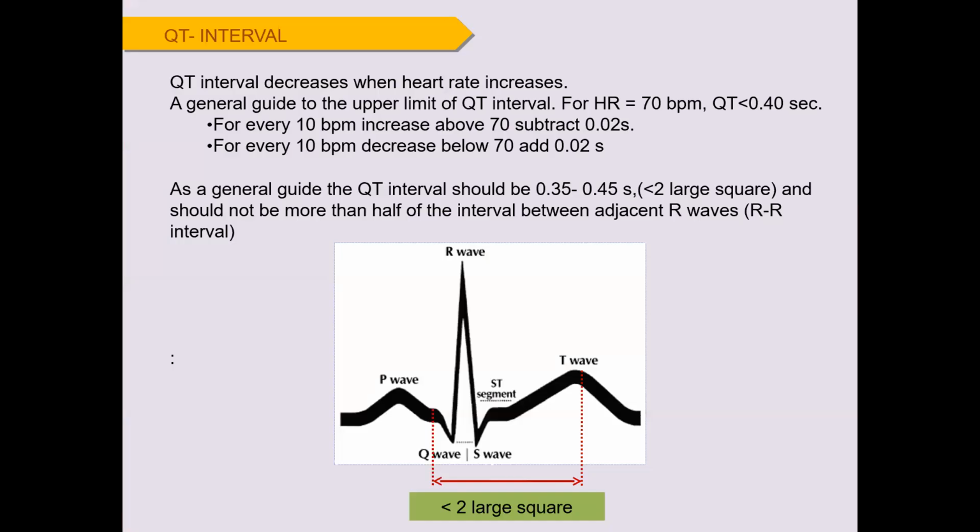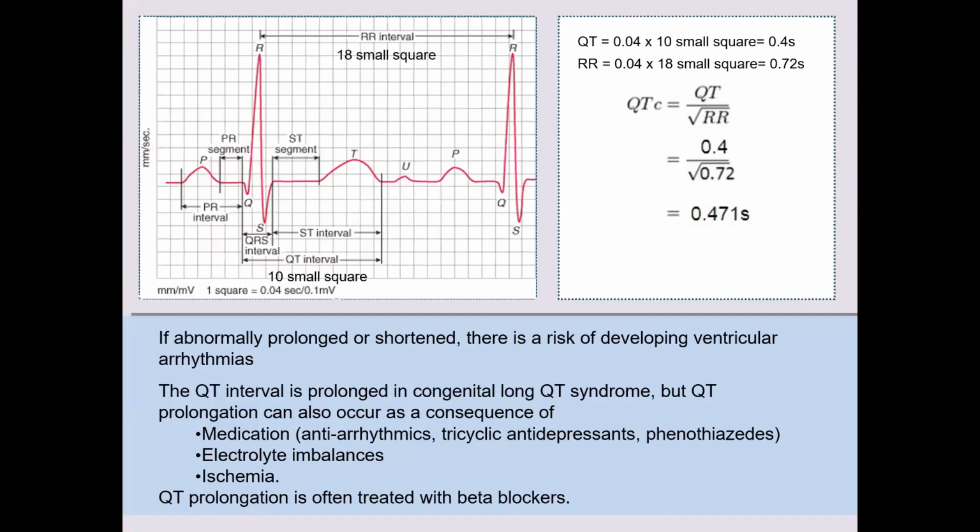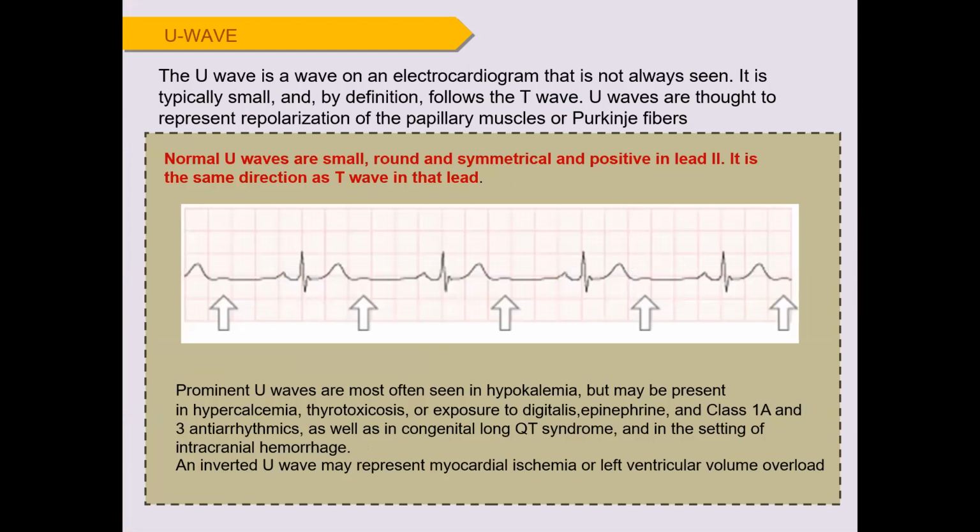Now QT interval: the start of the Q to the end of the T. QT interval on ECG you should avoid. Now U wave. U wave is the wave that is present after the T wave, and it is usually present in V2 to V4. Mostly it is found in hypokalemia, and can also be present in hypercalcemia, hyperthyroidism, exposure to digitalis. A normal U wave is very small, round and symmetrical, and positive in lead 2, in the same direction as the T wave. Inverted U wave may represent myocardial ischemia or LV volume overload.